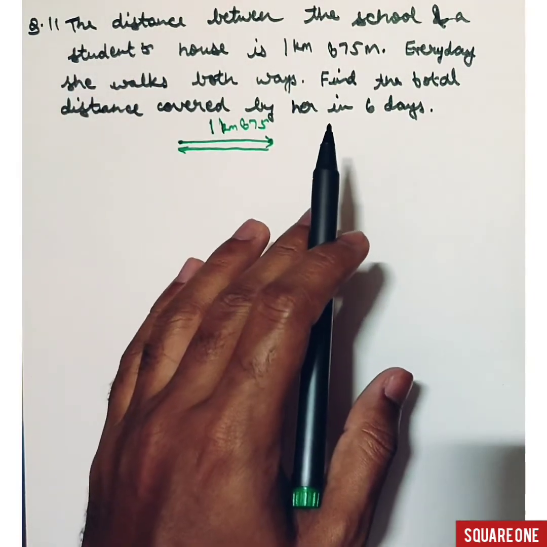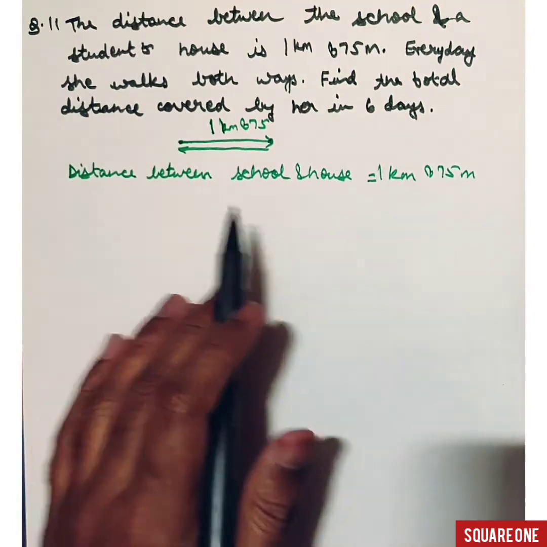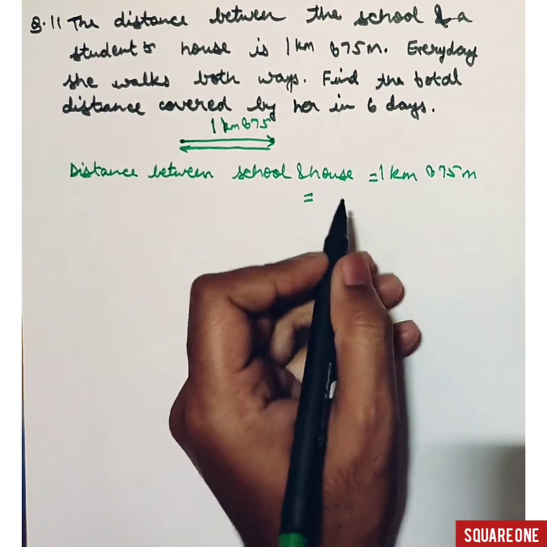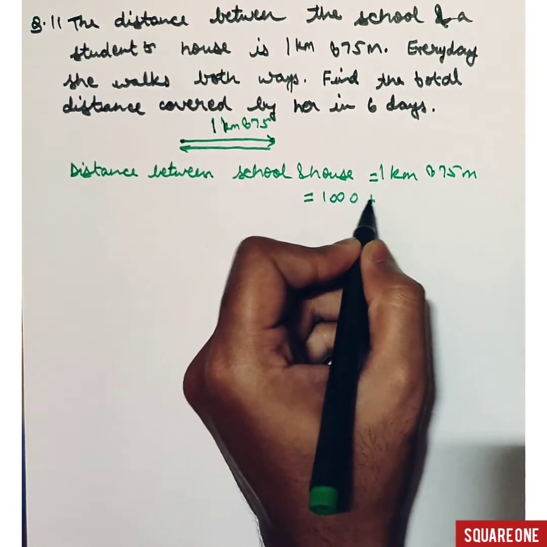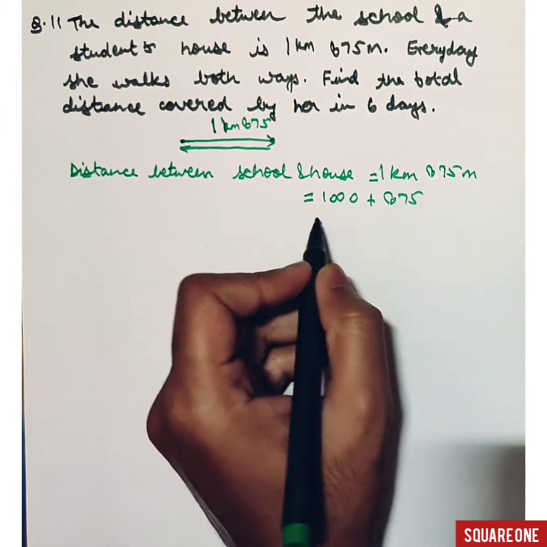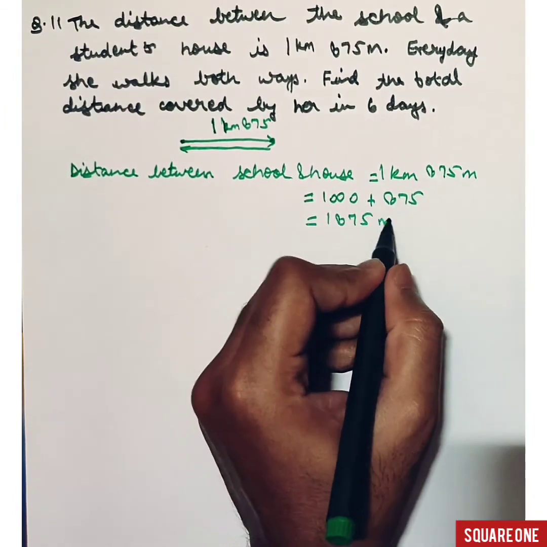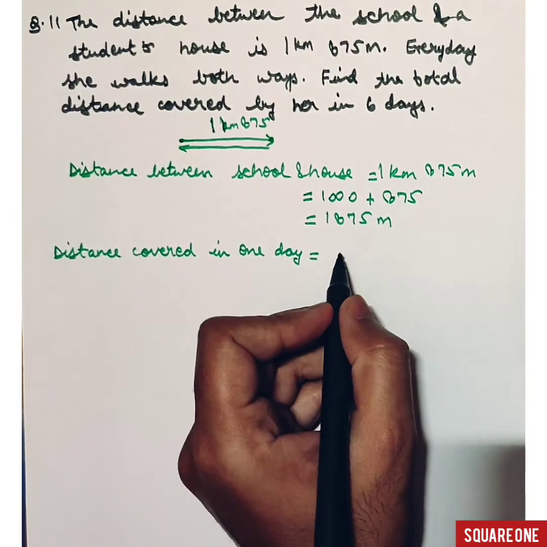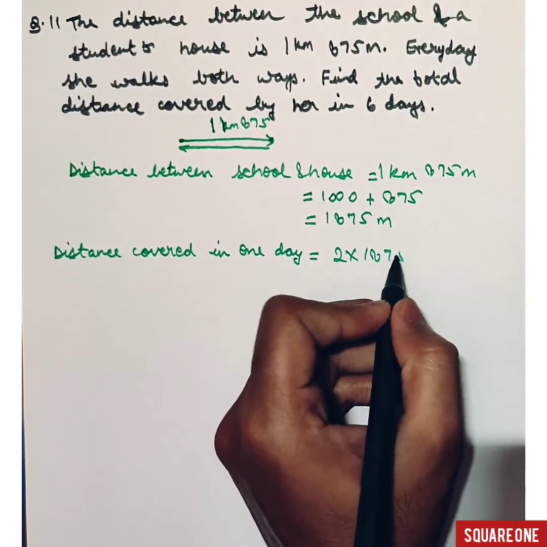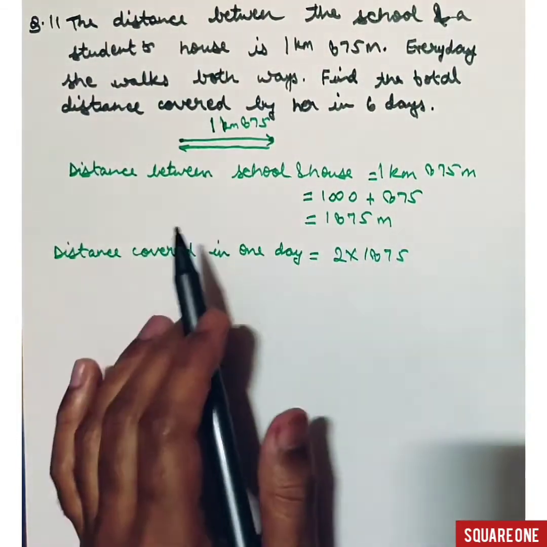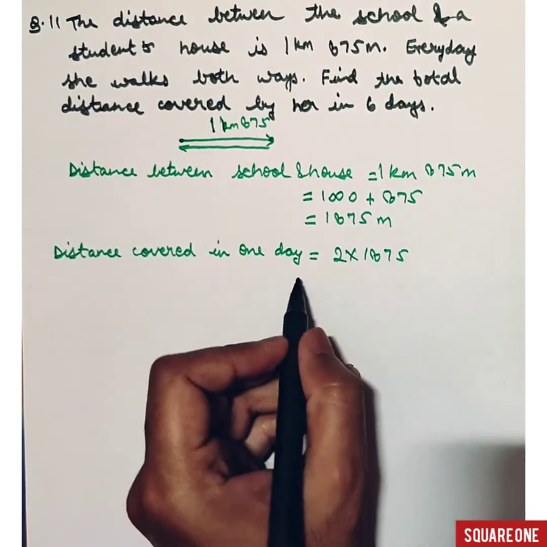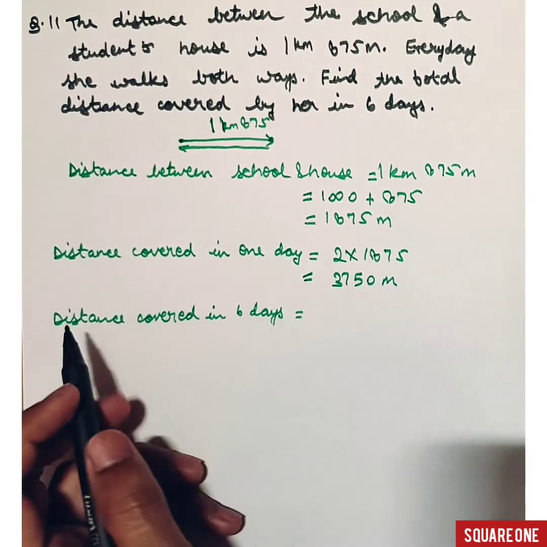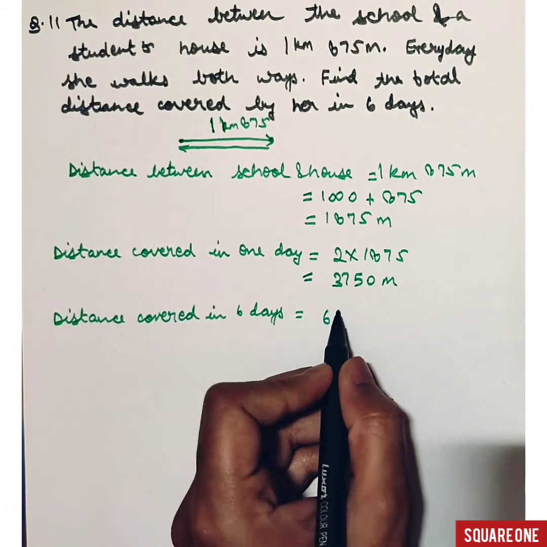So write the solution. Distance between school and house is 1 kilometer 875 meter. We convert this in meter. 1 kilometer is equal to 1000 meter. 1000 plus 875 is equal to 1875 meter. Distance covered by her in 1 day is equal to 2 multiplied by 1875 because she walks both ways. She goes to school and then returns back. We get the answer as 3750 meter. Then the distance covered in 6 days will be 6 multiplied by 3750 meter.